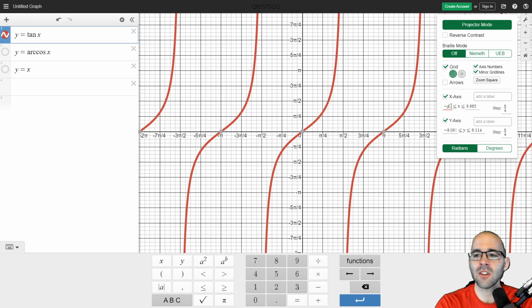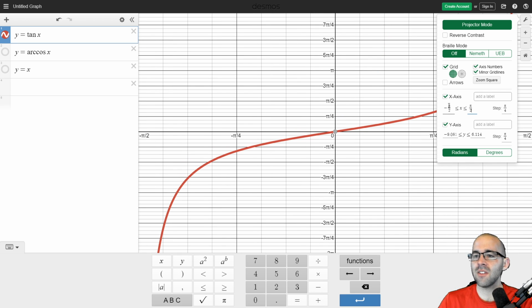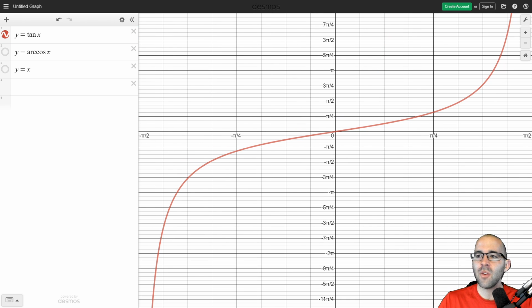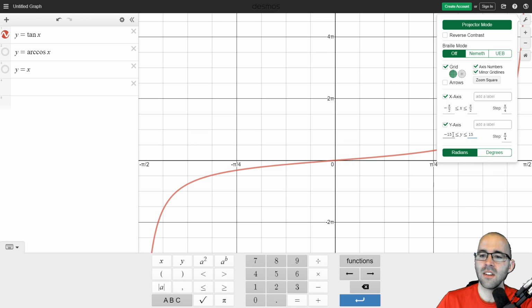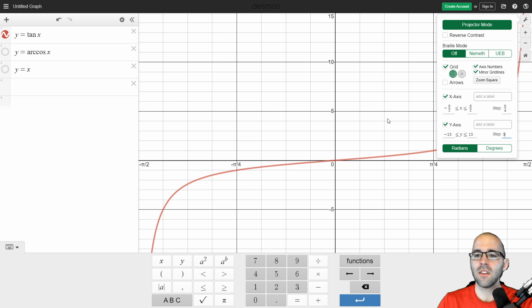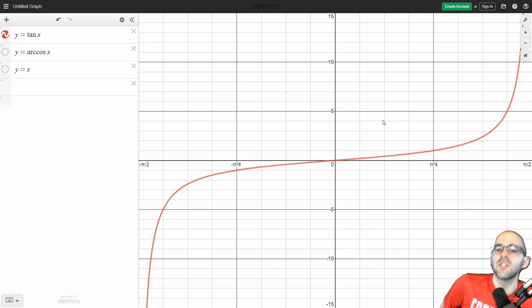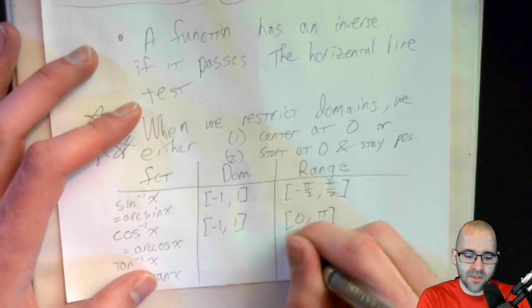So we're going to restrict this from negative pi over 2 to positive pi over 2. See, and now we have a really nice looking function. All right, so we got a nice good looking function, and now it's 1-to-1. All right. So what is the domain when we restrict it here? Negative pi over 2 to positive pi over 2. That's going to be the range of the inverse function.